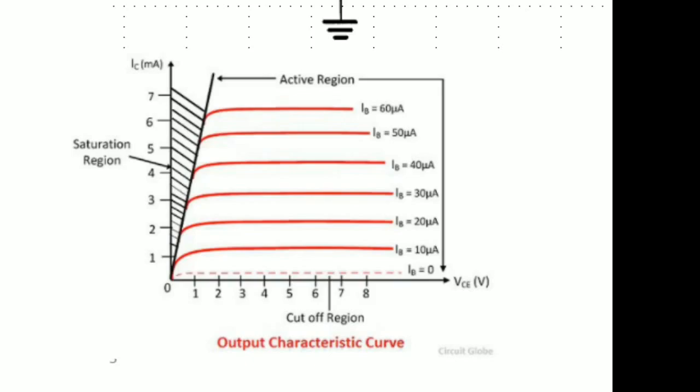So there are three regions. What is the active region? Note down: if the collector current is almost constant in the region, then you can call it an active region. So this device is called a current controlled device. Why is it called a current controlled device? Based on my input value, the output current is fixed. That's why it is called a current controlled device. And another thing, my transistor is always operated in the active region.